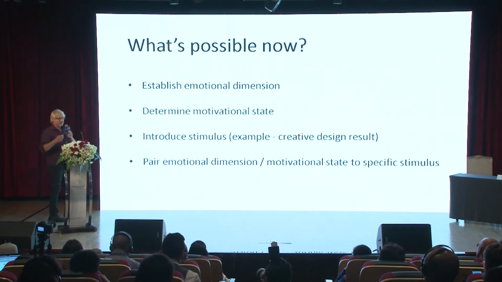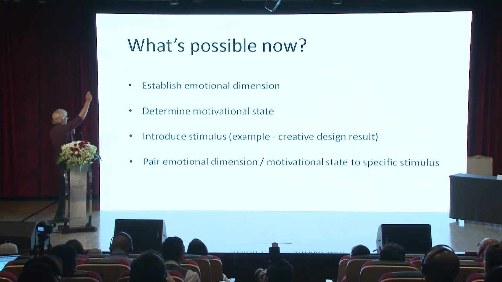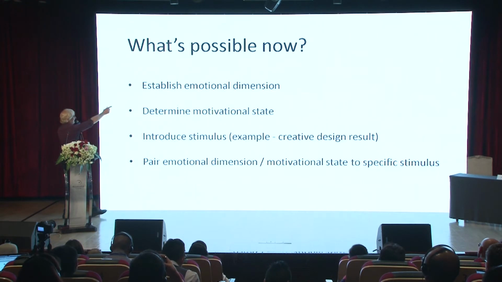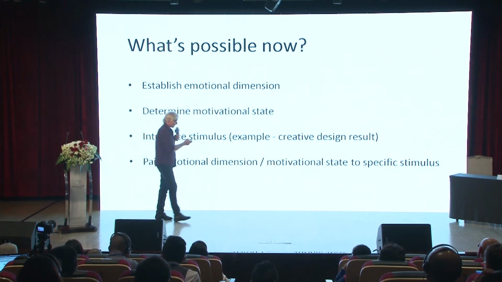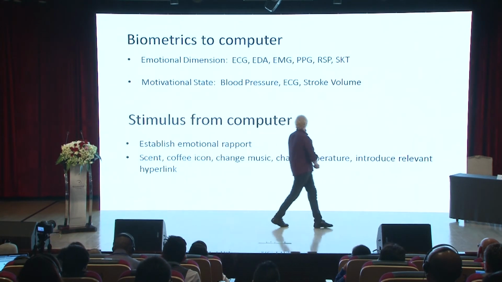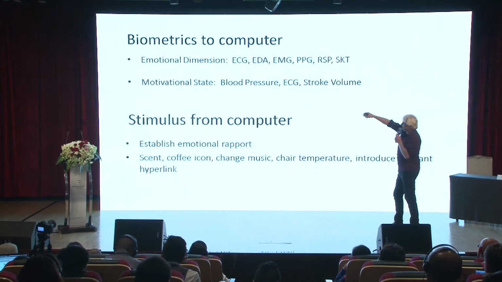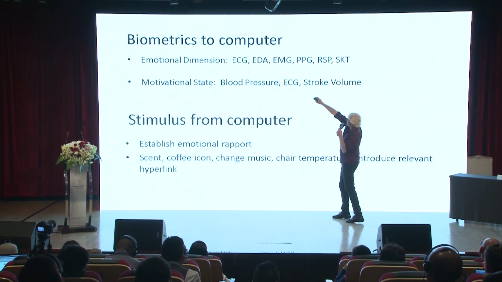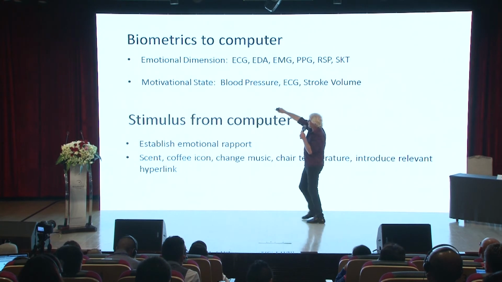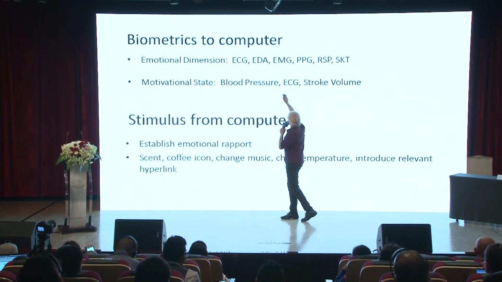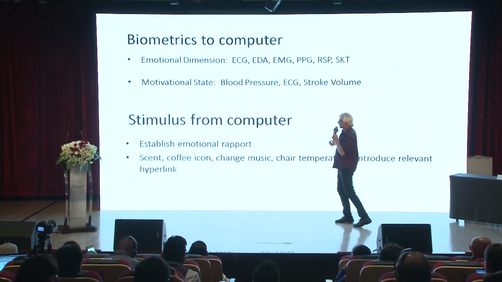And so what's possible now? Without really speculating too much about the nature of this proposed interface, we can establish emotional dimensions, a circumplex model of affect, we can determine motivational state, we can introduce a stimulus, some kind of creative design example on the computer, and then compare this emotional dimension or motivational state to that specific stimulus. So the biometrics to the computer are things that we can measure: electrocardiographic activity, electrodermal, electromyographic, pulse plethysmographic data, respiration, skin temperature, stroke volume, blood pressure, ECG. And then the stimulus from the computer could be all kinds of things.